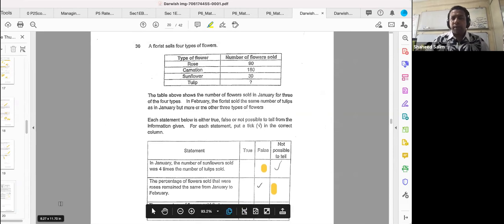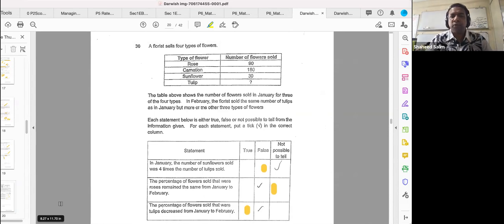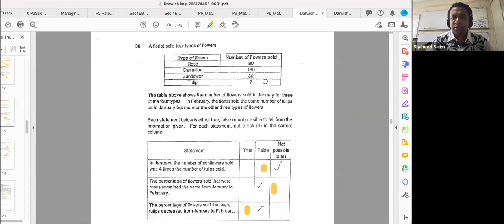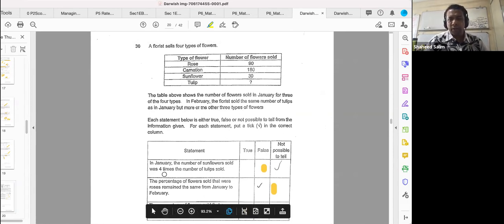Okay, they say down here, here we go. A florist sells 4 types of flowers. The table above shows the number of flowers sold in January for 3 of the 4 types. Rose 90, carnation 180, sunflower 30. Each statement below is either true, false, or not possible to tell. In January, the number of sunflowers sold was 4 times the number of tulips.